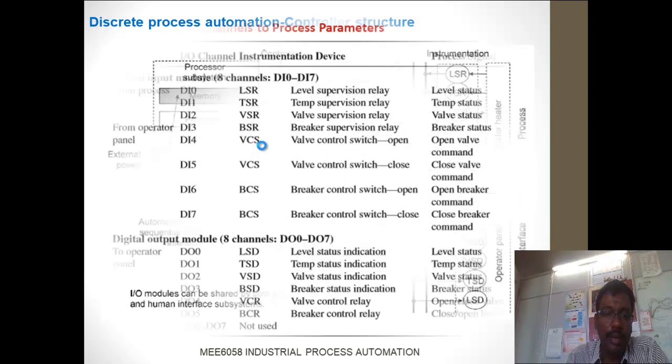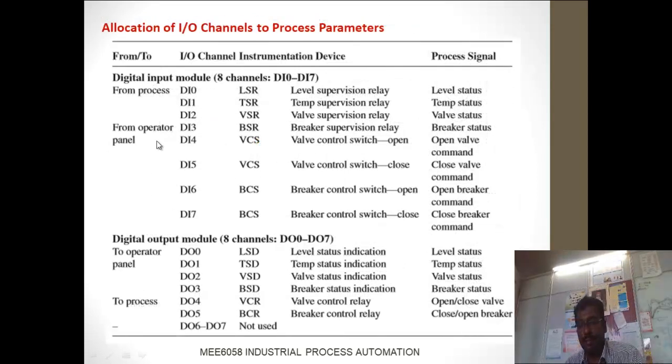Okay, if we come to the next category, the operator panel. From the operator panel, find out what's the breaker status, what's the condition of the breaker, whether the valve is open or not, whether the valve is closed or not. Whether the breaker is open or not, whether the breaker is closed or not. From the operator panel you have to check whether the valve is open or not, and for energizing the heating coil in the water heater, whether it's energized or de-energized. Like that we have to check the process. For that we dedicated DI3 to 7 for this process.